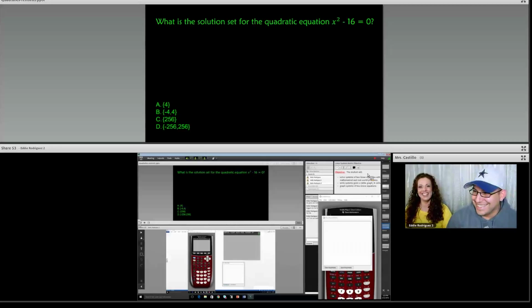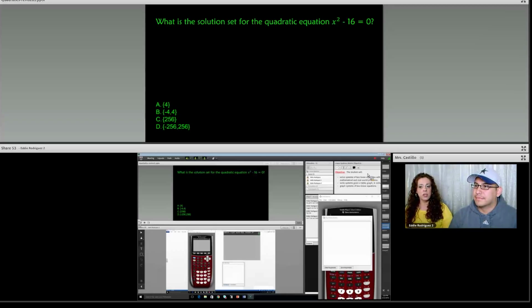Okay, so let's look at this first problem. It says, what is the solution set for the quadratic equation x squared minus 16? Now for a quadratic equation, don't forget that when we go to y equals, we have to make sure that all the values are to one side of the equal sign. So we do want it set to equal 0. Let's look at graphing this equation and seeing if we can find the solution.